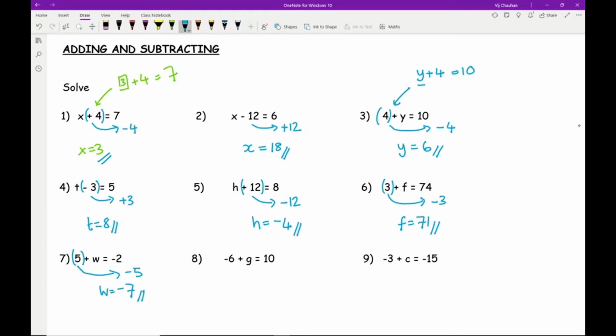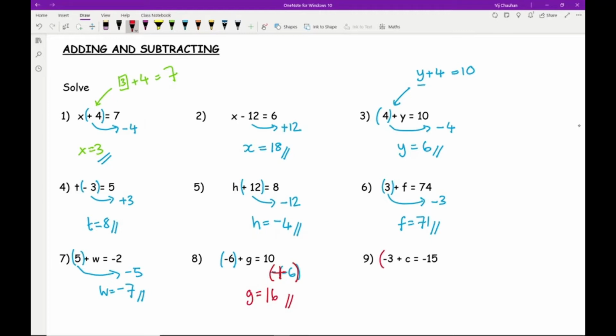And then question 8, again I want to get rid of this minus 6, and the minus 6 is being added to 12. Now here, what we want to do is minus 6. Now depending on how comfortable you are with negative numbers, two minuses make a plus. So here these two minuses become a plus 6. So then what we've got is G equals 10 plus 6, which is 16.